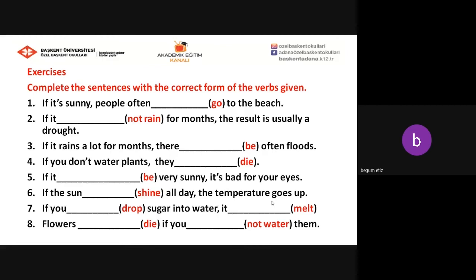If it's sunny, people often to the beach. If it for months, the result is usually a drought. If it rains a lot for months, they often floods. If you don't water plants, they. If it very sunny, comma, it's bad for your eyes. If the sun all day, comma, the temperature goes up. If you sugar into water, comma, it flowers if you them. Okay, just think about it and then write the correct answer.